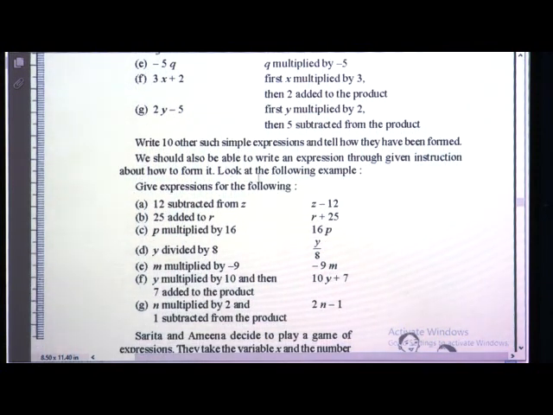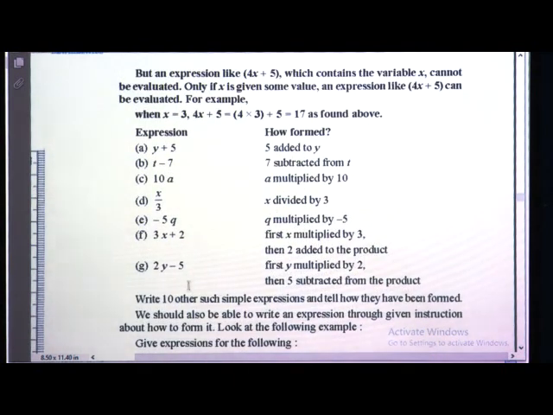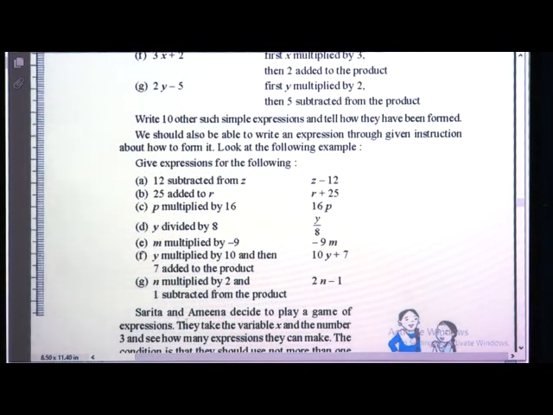We should also be able to write an expression through given instructions and about how to form it. Look at the following example. Students, what we have done so far is that the expressions were already given and we found a sentence for how each has been formed. Now, in this other example we have the sentences and we need to find the expression from the given sentence. So, let us see, can we do that? 12 subtracted from z: z minus 12. 25 added to r: r plus 25.